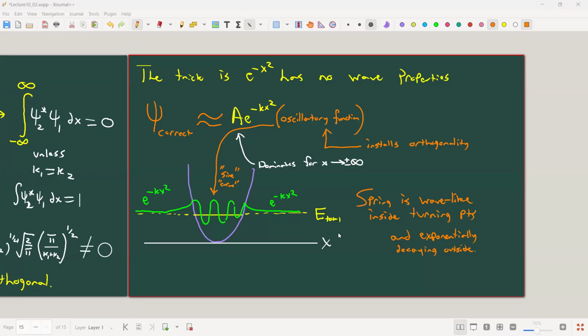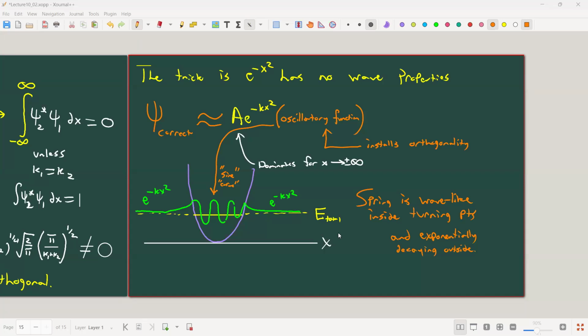That's very different behavior from the particle in the box, because in the particle in the box, the probability goes to 0 at the edges, at the turning points of the box. But here, it seems like not only is there non-zero probability outside of the potential, there's actually a decent amount of probability outside the potential. You can even calculate how much probability there is.